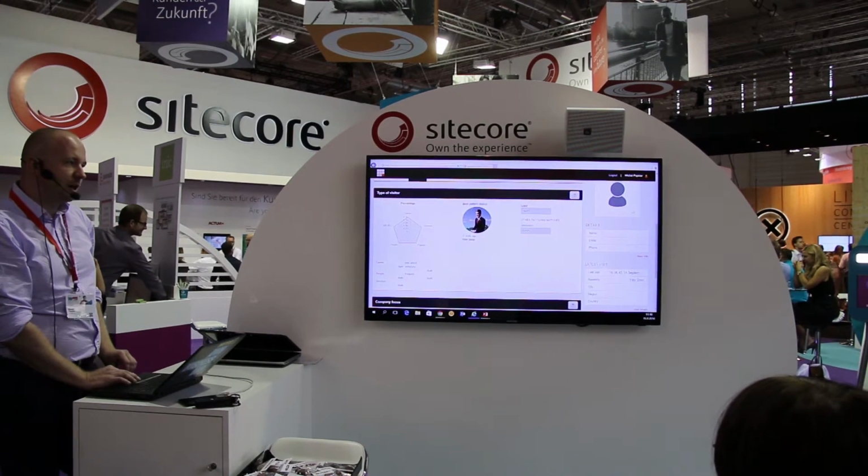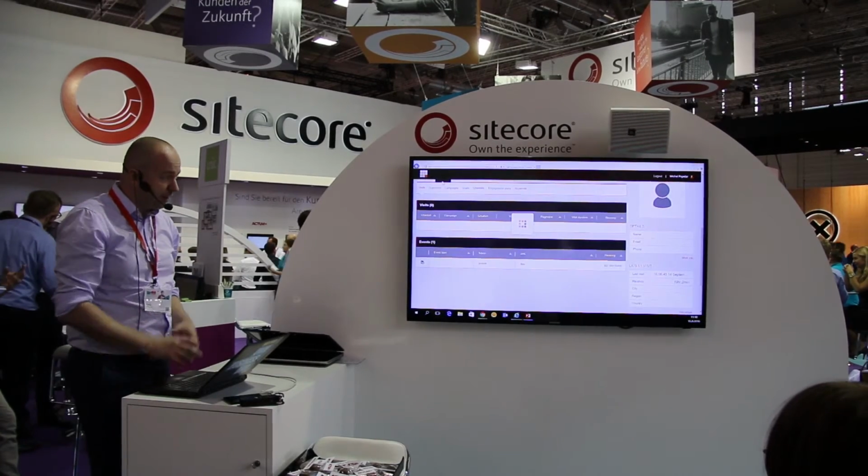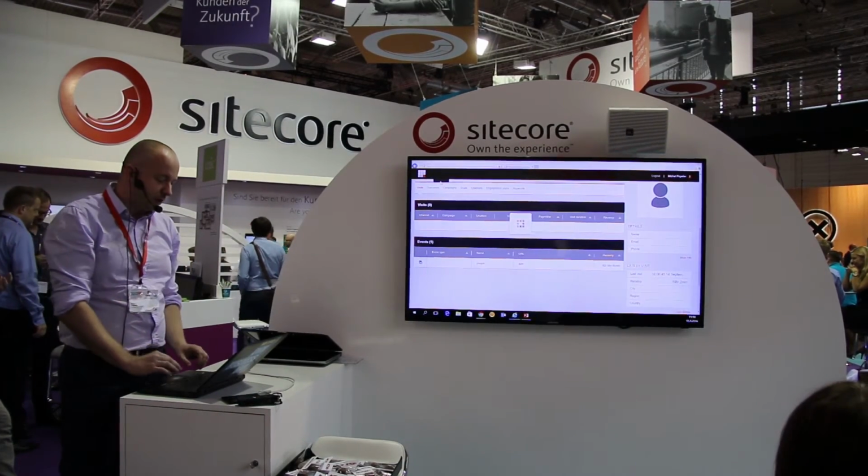It can also be used for the CRM data connected to that. So yeah, Sidecar is tracking everything, and according to that you can do the personalization and do it right.